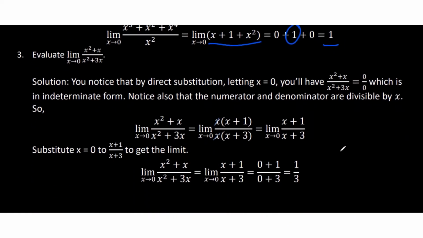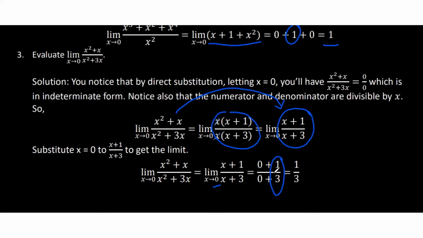Third, we factor out. So we have x times x plus 1 in the numerator and x times x plus 3 in the denominator, so that our simplified form is x plus 1 divided by x plus 3. That is the time for you to substitute x that is equal to 0. So our limit is 1/3.